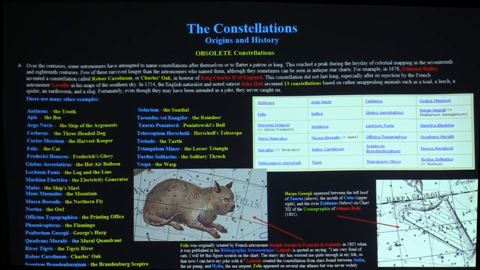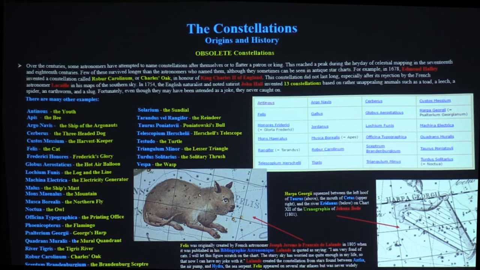Some constellations were dubbed. People made up constellations to pander to certain famous people, usually kings, or to famous astronomers. So, for example, Harpa Georgii was a constellation in Taurus, replaced the left foot of Taurus, the mouth of Cetus the whale, and the river Eridanus, by Johann Bode. Bode is an interesting character too, we'll come across him later. Bode is another cartographer, meant to be a homage to King George, but of course that died as well, George's heart. These things were lost.